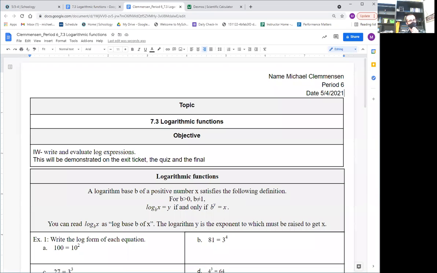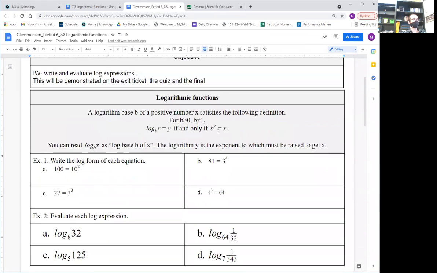All right. So today's topic is logarithmic functions. This is the basics of logarithms. We're going to be talking about how to change something from an exponent to a logarithm and then some facts about it. Our objective for today is to write and evaluate log expressions. Redemption on the exit ticket, the quiz, and the final.